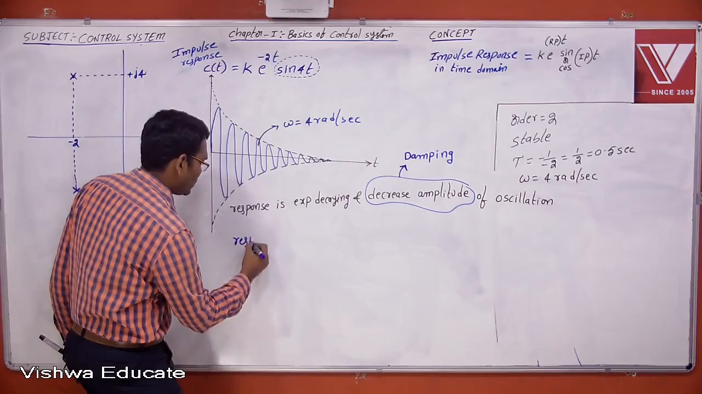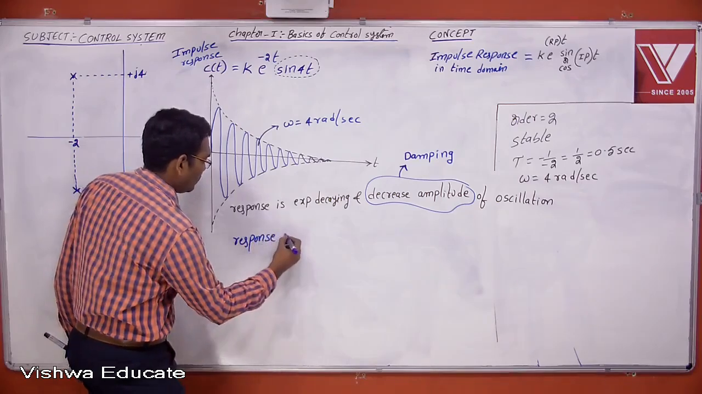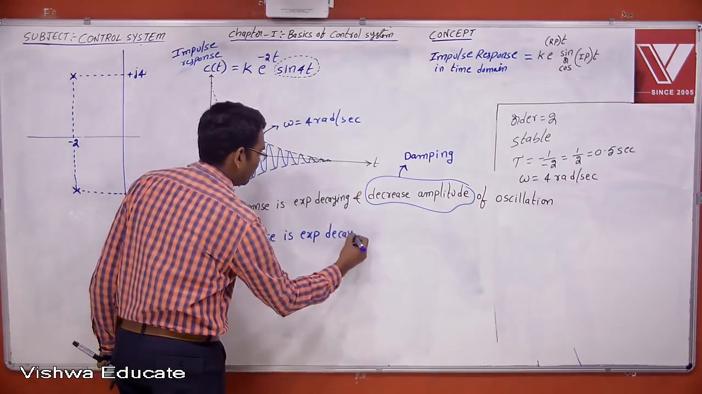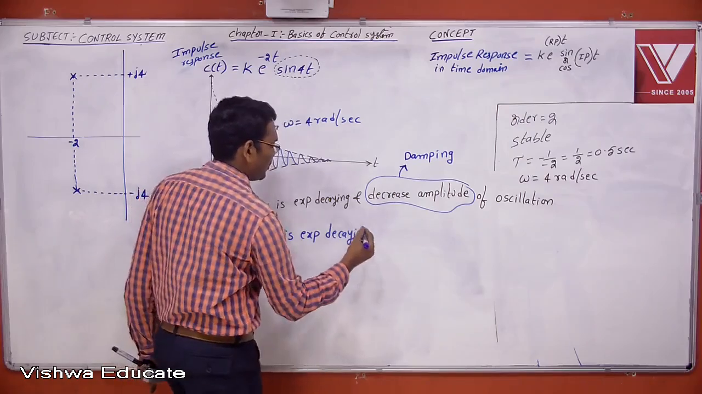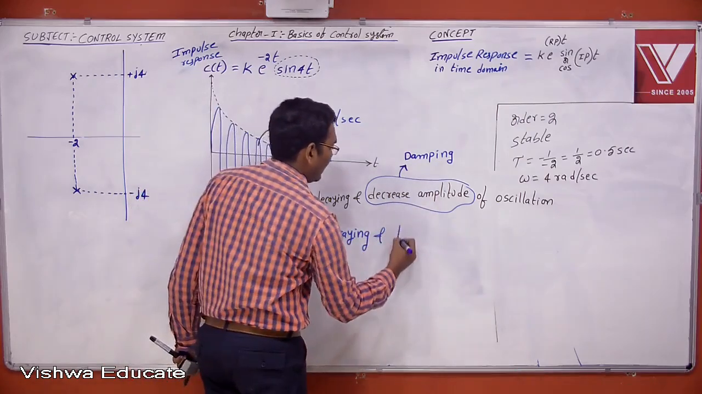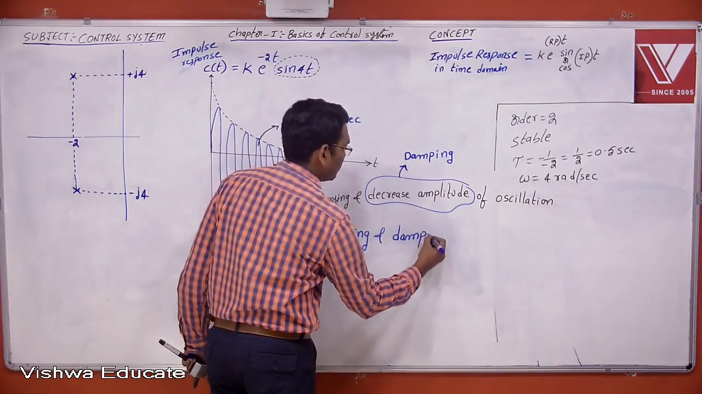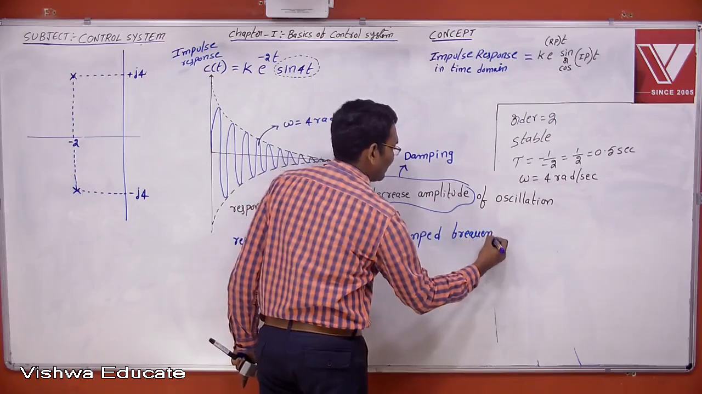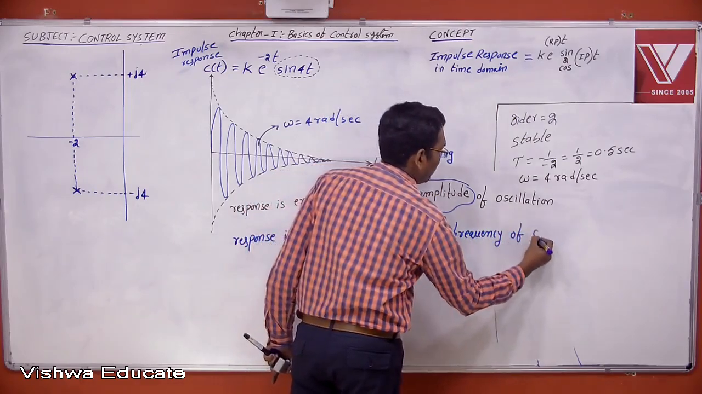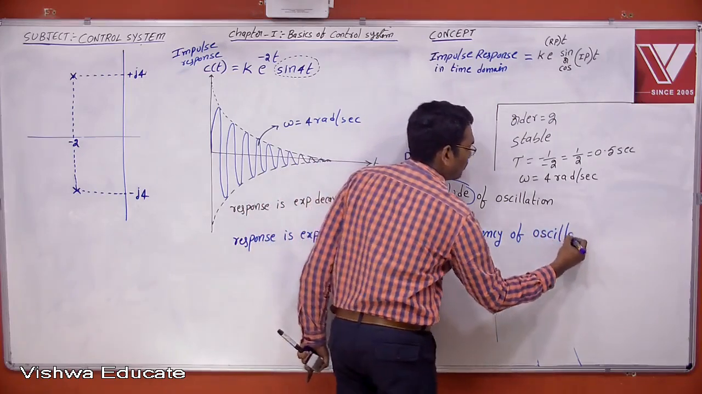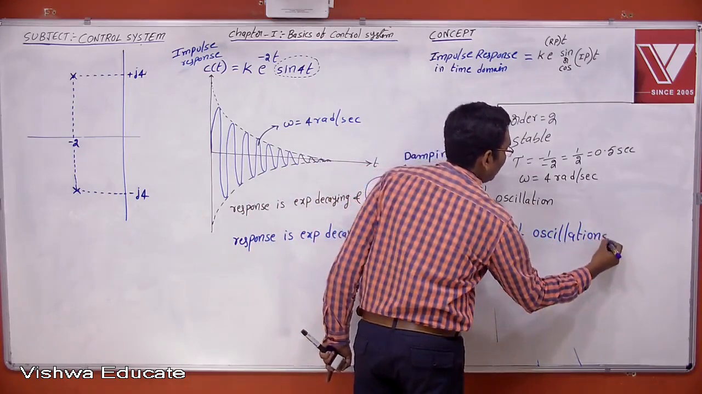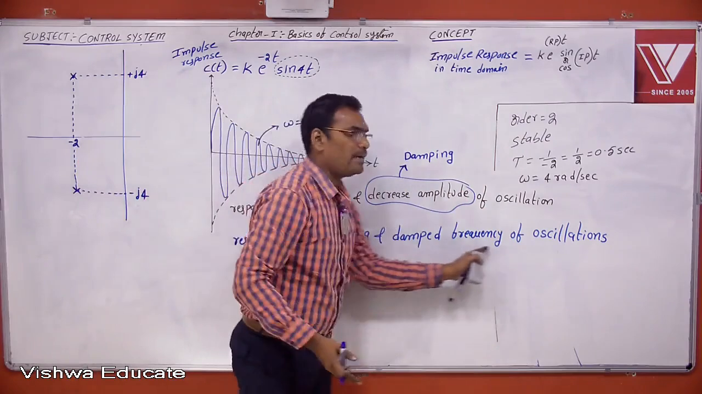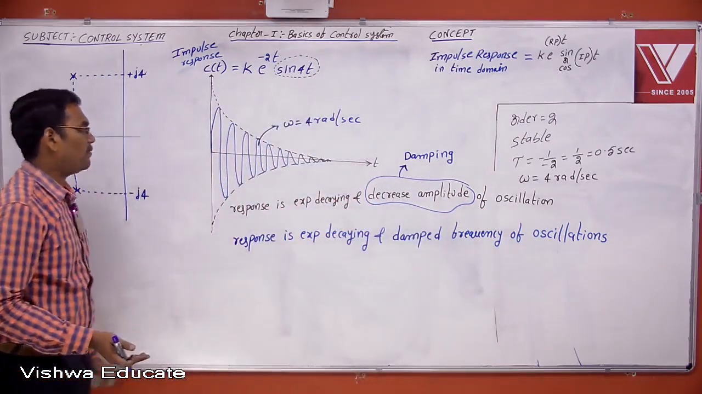The response is exponentially decaying and damped frequency of oscillations. The response is exponentially decaying and damped. Decreasing the amplitude means damping, therefore the damped frequency of oscillations.